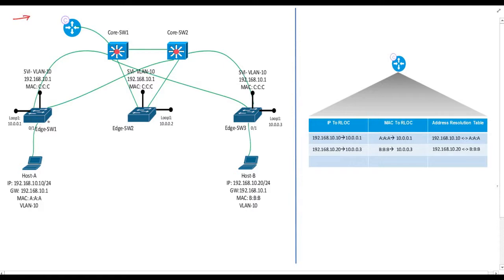Let's consider this diagram. Here we have three switches. Now I have deliberately changed the names of these switches from access switch to edge switch so that we start talking in terms of SDXS terminology. So the switches that face the endpoints are known as edge switches. Host A is connected with edge switch 1 and host B is connected with edge switch 3. Both of these hosts are part of the same VLAN and the VLAN number is 10.